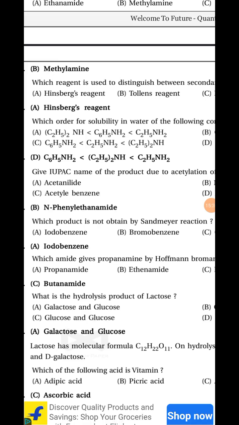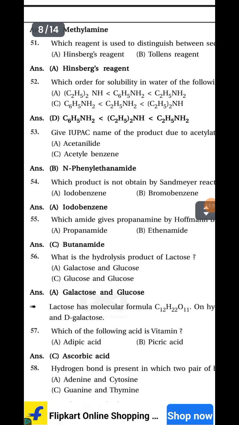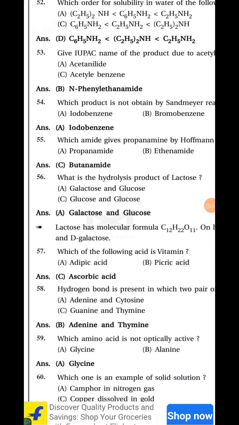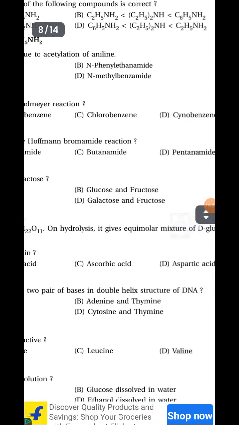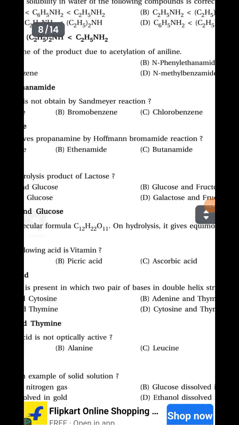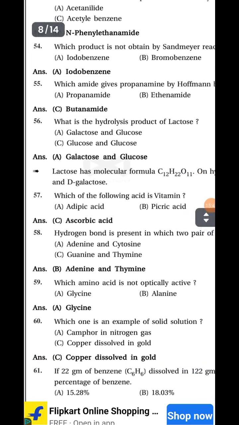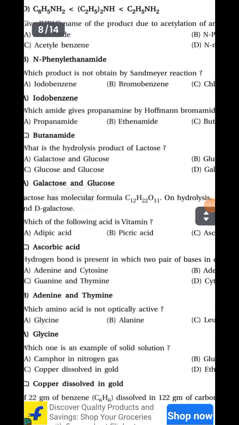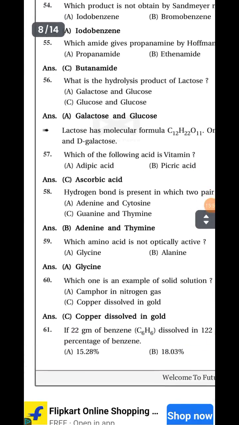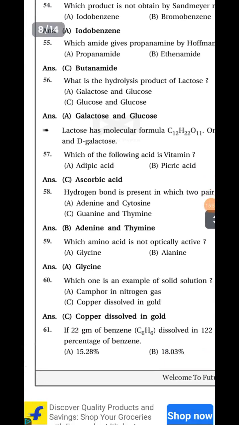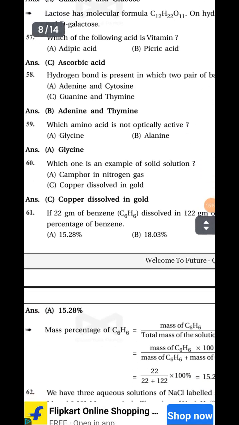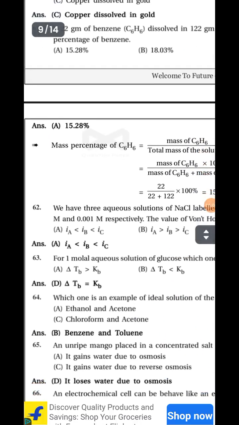What is the hydrolysis product of lactose, galactose and glucose? Which of the following acid is a vitamin? Here it should be mentioned vitamin C, ascorbic acid. Next, hydrogen bond is present in which two bases in the double helix structure of DNA? Adenine and thymine. Which amino acid is not optically active? Glycine. Which one is an example of solid solution? Copper dissolved in gold. This is a numerical from the same chapter.